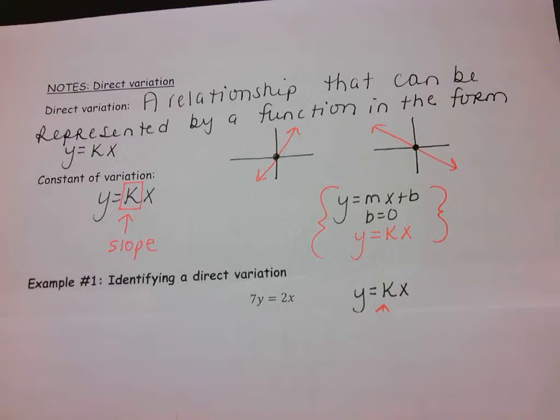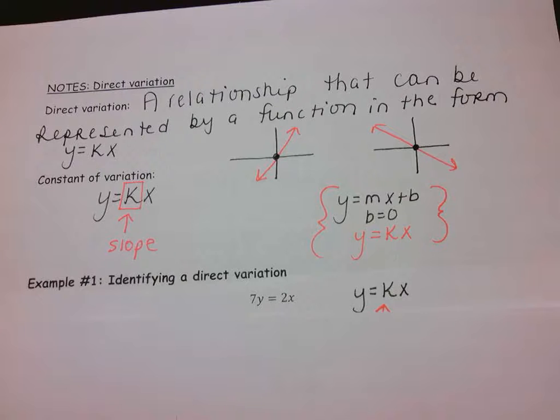So let's look at example number 1, identifying a direct variation. So I said a direct variation equation is in the form of y equals kx. So in order to identify if an equation is a direct variation or not, you have to solve for y. And then you look at the equation and compare it to y equals kx. And you say, is it in the form of a direct variation?